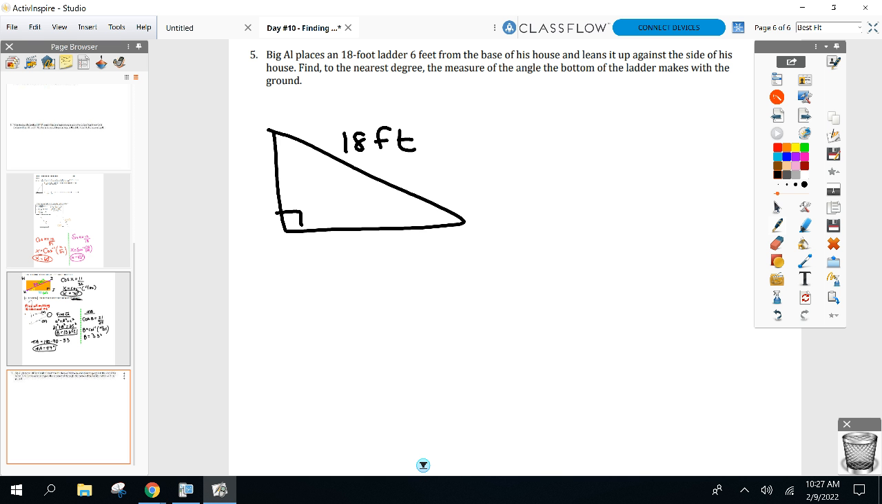Think we got it? 6 feet from the house. So hopefully put your 6 here. And this is the angle we're finding, the bottom of the ladder on the ground.